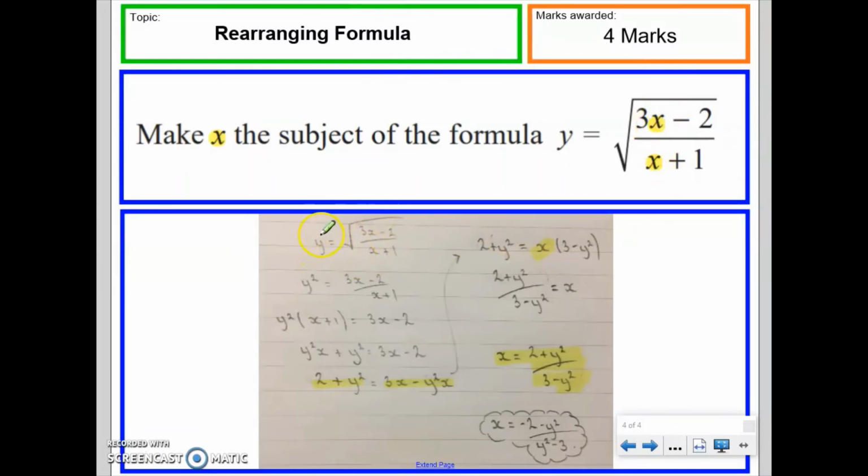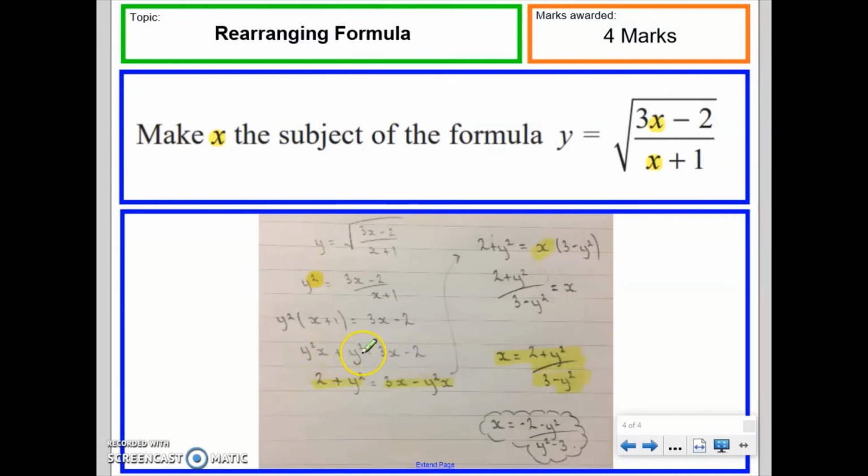So the first thing I do is I square both sides. So that removes the square root sign and that makes this y squared. Then I take x plus 1 and multiply it on this side. So I've multiplied both sides by x plus 1. That leaves me with this. Then I'm going to expand that bracket. y squared x plus y squared equals 3x minus 2.